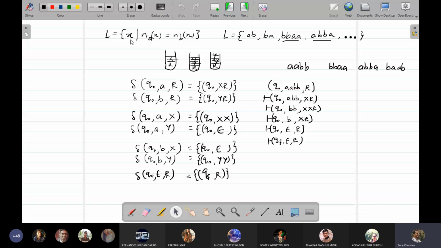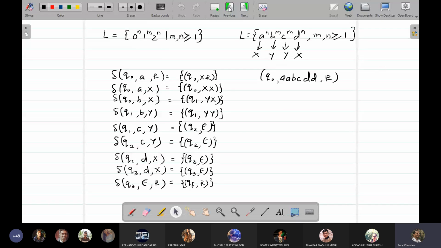Then this was the last problem, X where the number of A's in X is equal to the number of B's. In this type of problem, when the order is not given, we don't change the state. In the previous problems, what we have seen till now, we were changing the state because the order was fixed. First you will have all the A's, then all the B's, then all the C's, then all the D's.